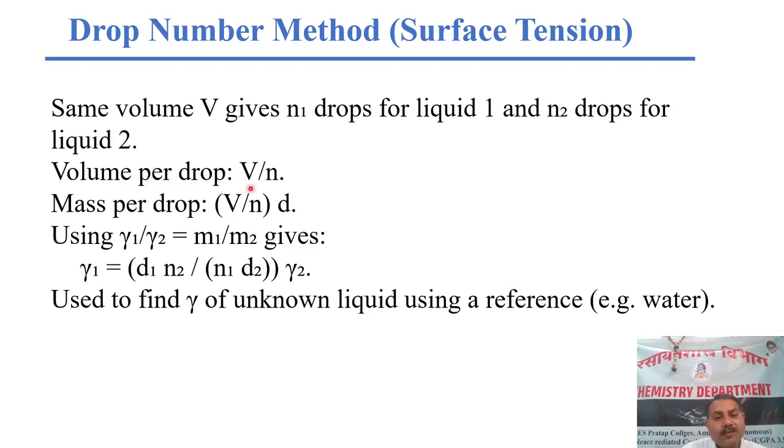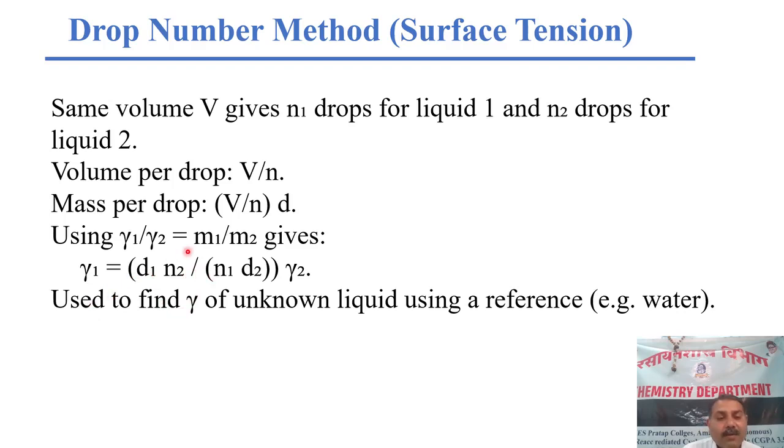So volume per drop will be V upon N. Therefore mass per drop equals V upon N into D. This is the general formula: density equals mass upon volume, therefore mass equals volume into density. To calculate the mass of one drop, we have to determine the number of drops, and V is the total volume. It is the same for the known as well as the unknown liquid, and D is changing. So using gamma 1 upon gamma 2 equals m1 upon m2 gives gamma 1 equals d1 into n2 upon n1 into d2 into gamma 2, that is d1 upon d2 into n2 upon n1.